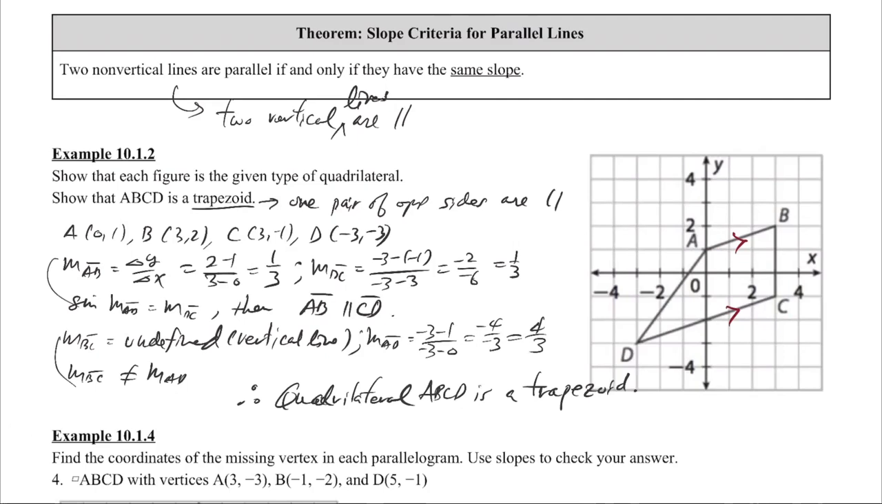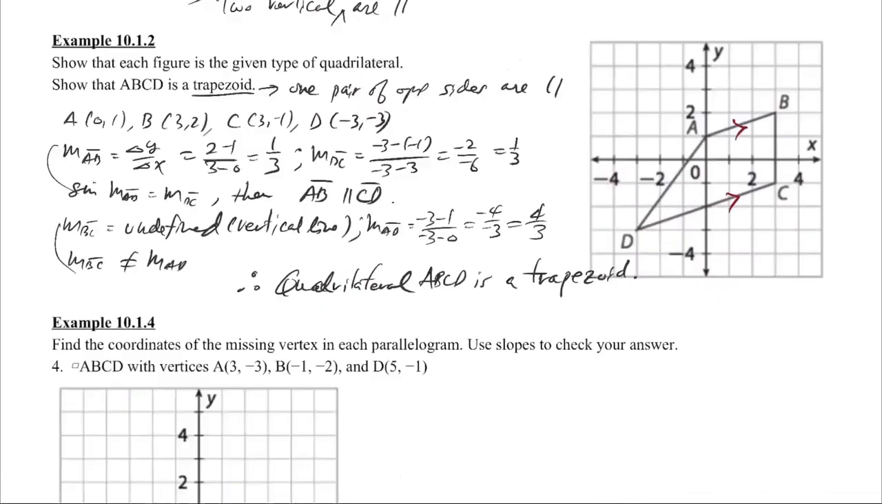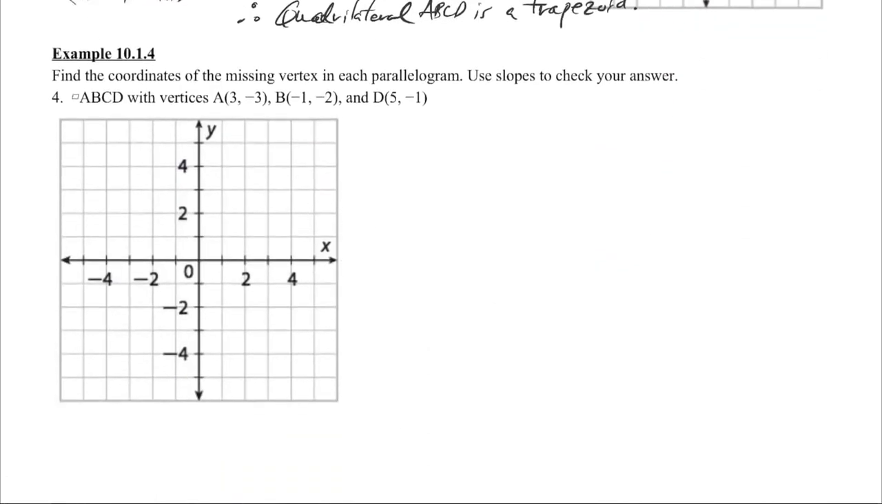Okay. And then the next set of questions, 10.1.4, that's actually from your textbook, number 4, right? How do I do this? Okay, first of all, I think we should draw this in, right? So what is A? A is 3, -3, which is here. My B is -1, -2, right there. That's my B. Let me just draw that in so that, there you go.